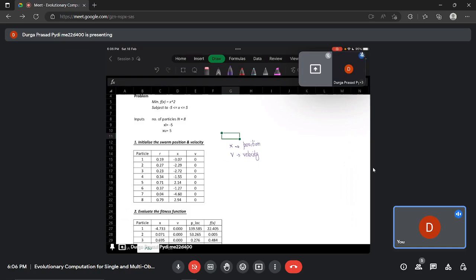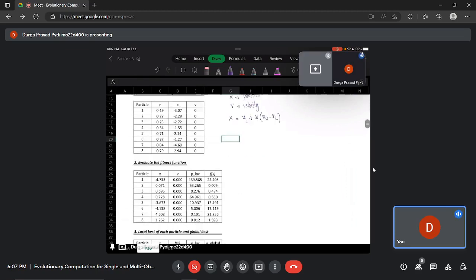Again, the first step in any of the evolutionary computation techniques is to initialize your population. So here my population has the bees. I start with the same thing: I generate uniform random numbers, and then I use the formula x equal to x lower limit plus the random number times upper limit minus lower limit. Then I generate all the x values. Initially, we are making velocity equal to 0, which means all the bees are about to start. As it starts, we will see how the velocity changes, how the bee tracks it.